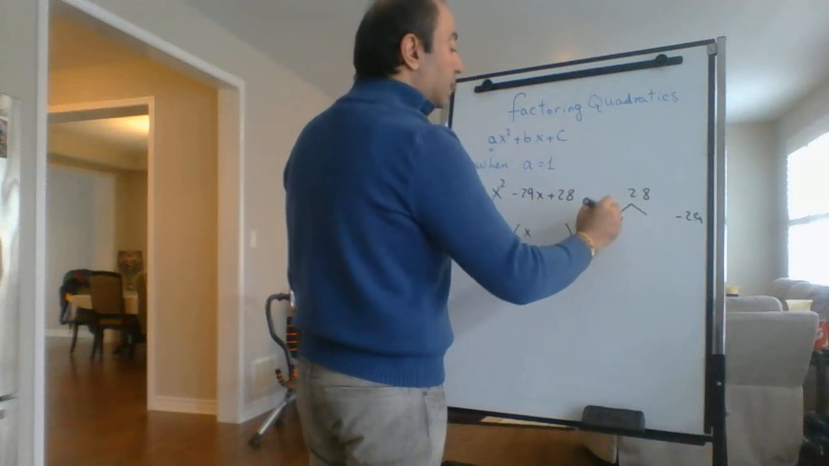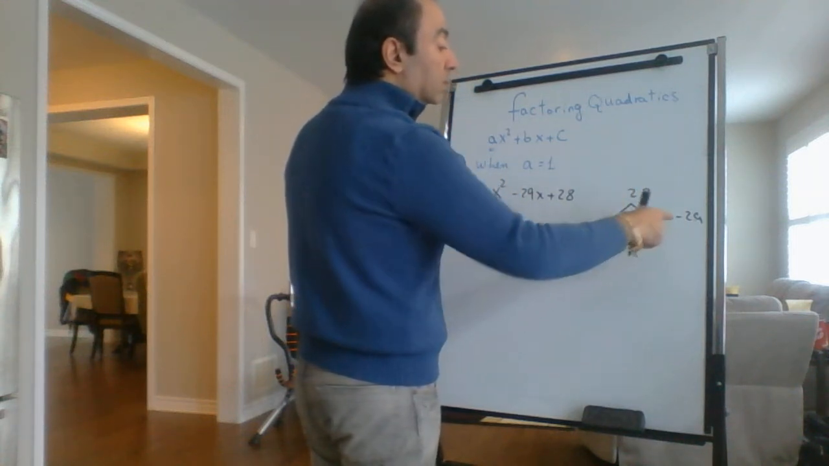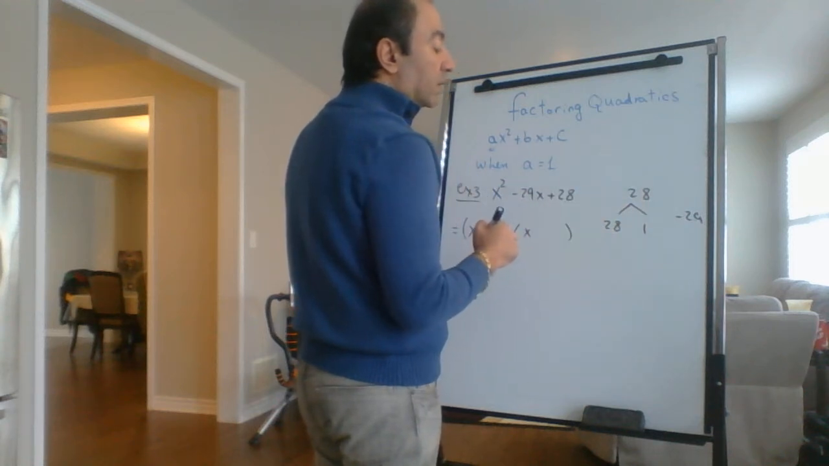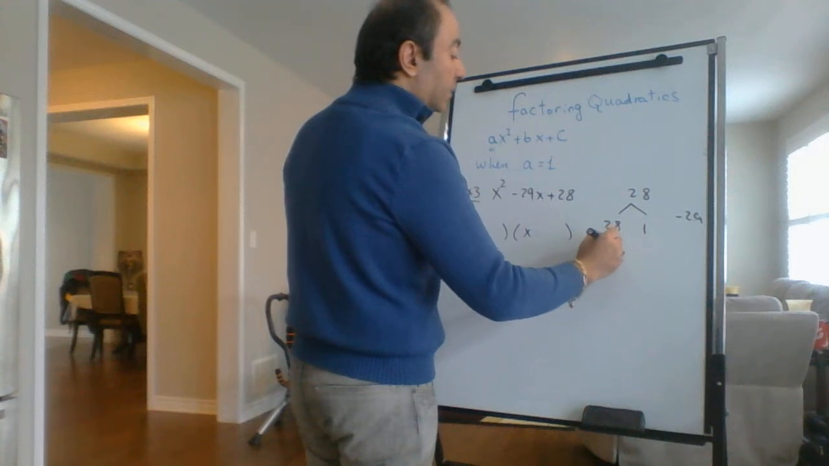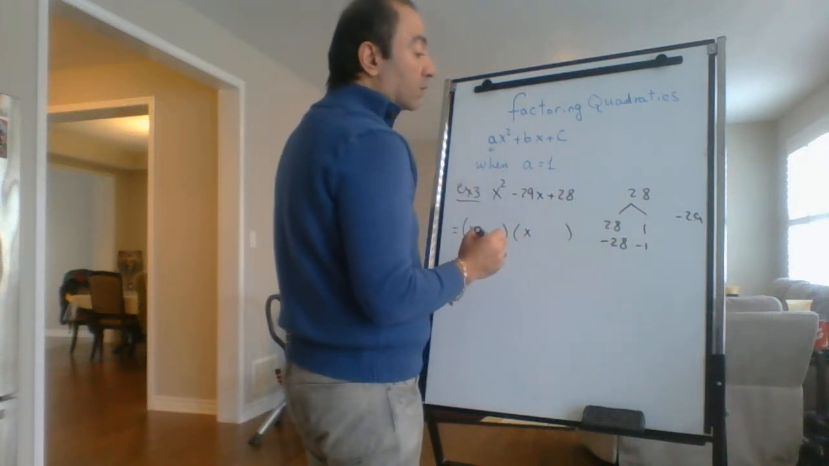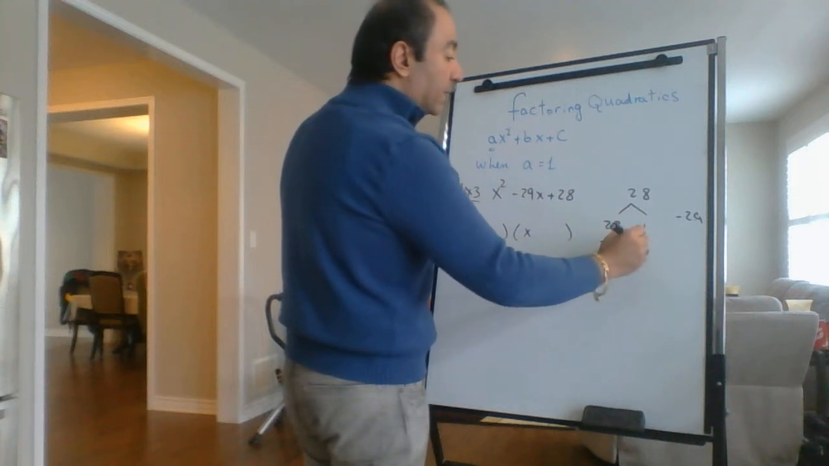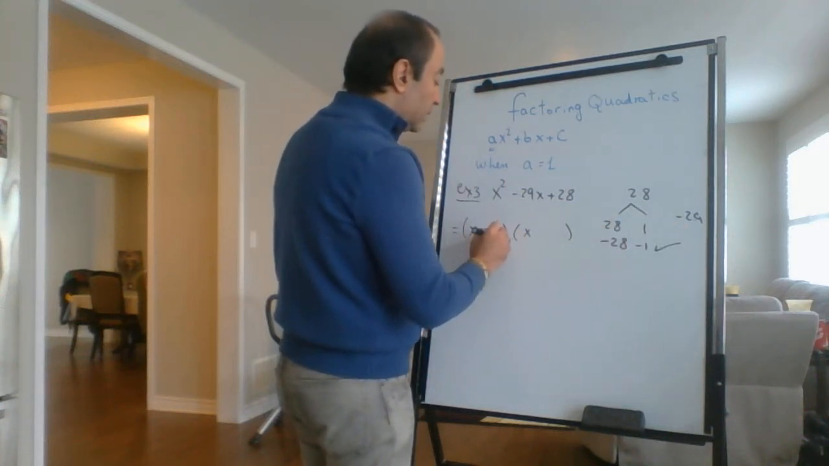So this could be 28 times 1. No, this doesn't give me negative 29. It gives me positive 29. Now, let us say negative 28 times negative 1. Yes, these are factors of 28. When we add this, we get negative 29. So this is what we need: negative 28, negative 1.